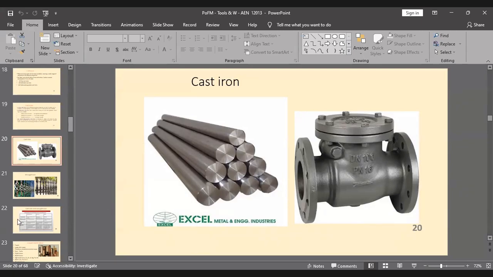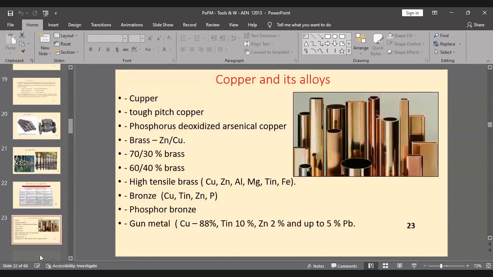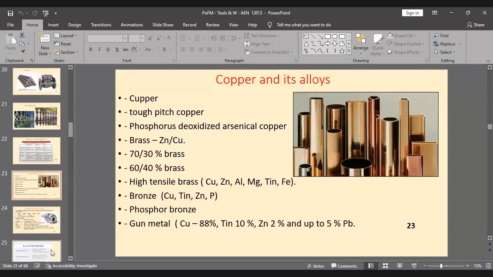Okay, then the next one. And these are wrought iron, cast iron, and steel. What are the differences between these things? Okay, go ahead. Copper and its alloys. Copper is one of the famous metal words. Copper, aluminium, and steel. These are the very famous ones, right? Therefore, we emphasize on copper alloys. Copper.